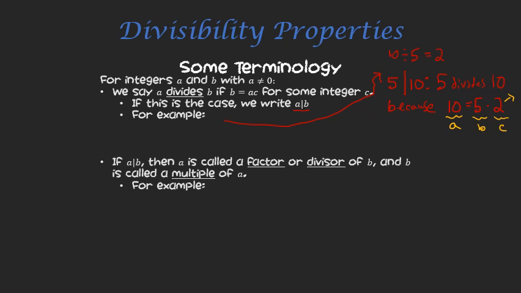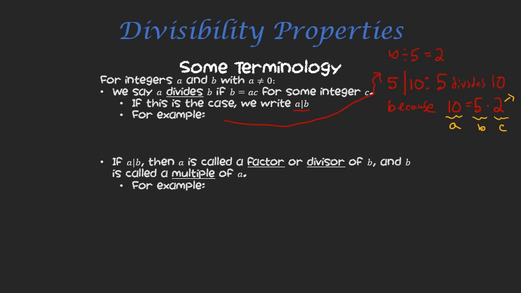All right, so some other terms that go along with this. If a divides b, think back to this example with 5 and 10, then we say a is a factor or a divisor of b. So in this example, we say 5 would be a factor of 10, or 5 is a divisor of 10. And b would be called a multiple of a. So 10 is a multiple of 5. And that sort of makes sense, right? Because 10 is 5 multiplied by 2. So it makes sense to say 10 is some multiple of 5.